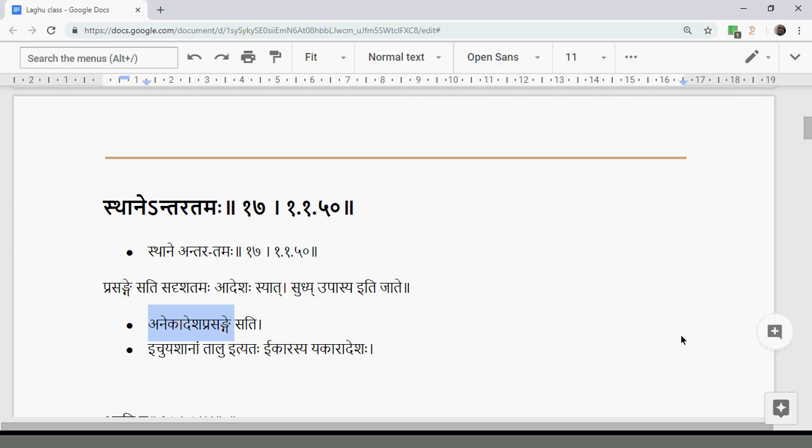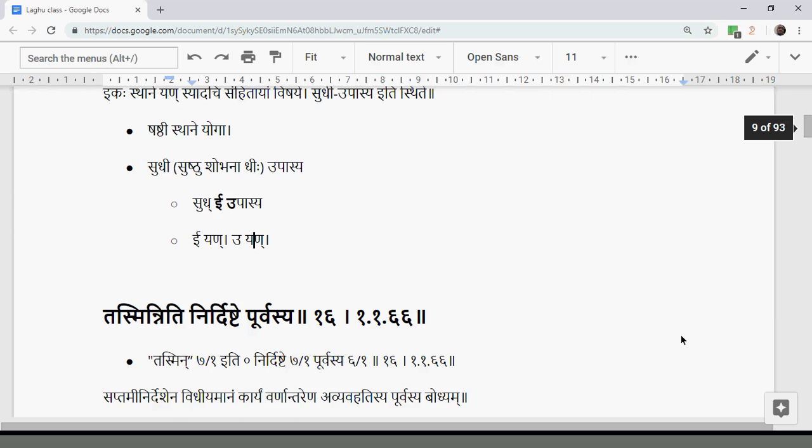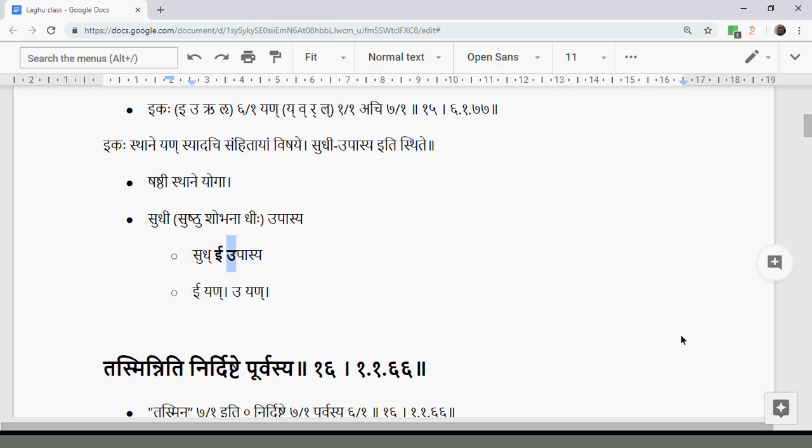Yan is not a single letter. Yan is yakara, vakara, rephaa and lakara. When anekadesha prasange sati, when such a situation arises, that time whichever is the most similar will become the adesha, most similar to the sthani. Whichever is the sthani, to that, whichever is the most proximate. And here I explained ikara and ukara, however ukara is not a sthani, so my mistake, I should not say ukara also.